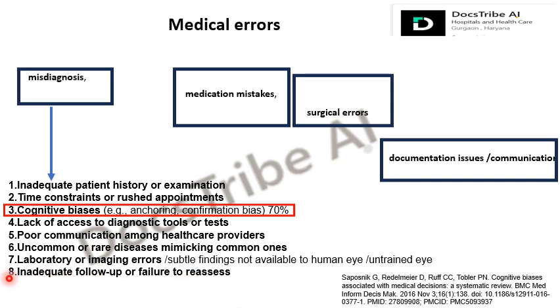You sort of put the blame on the patient now, saying he didn't come for follow-up, he could not afford follow-up, he didn't care for follow-up. But if you really look at it, it is cognitive bias which leads to 70%. This is not my opinion, this is from PubMed.